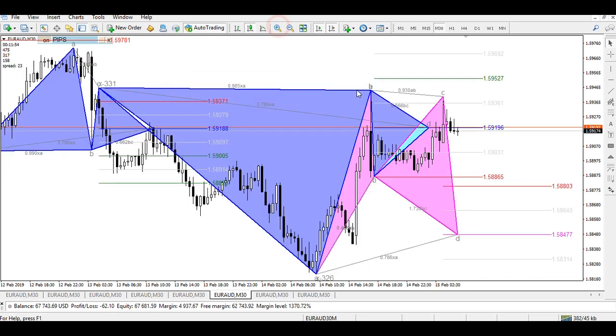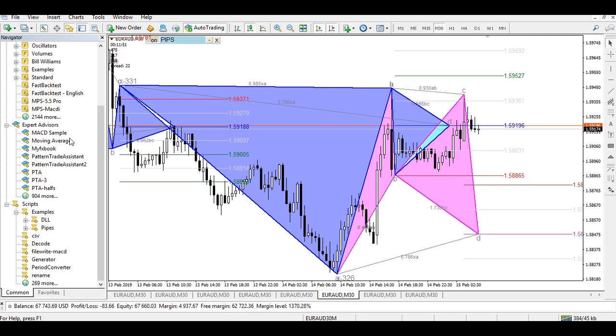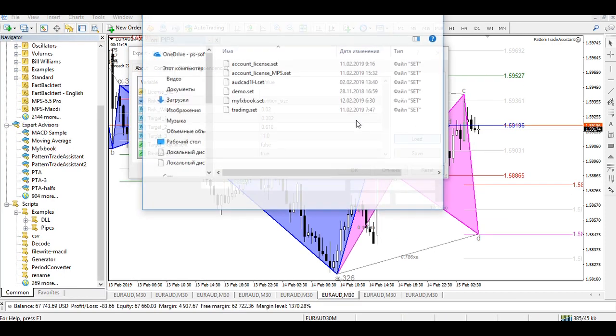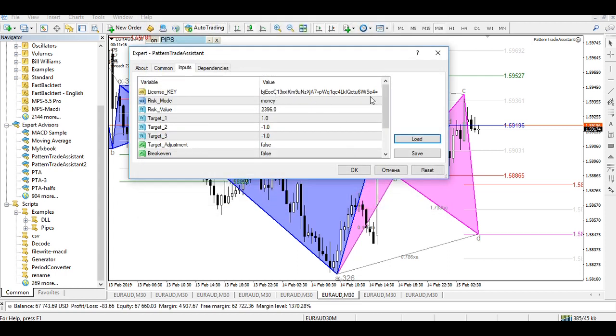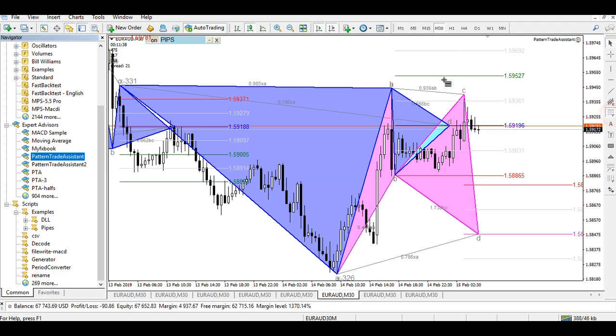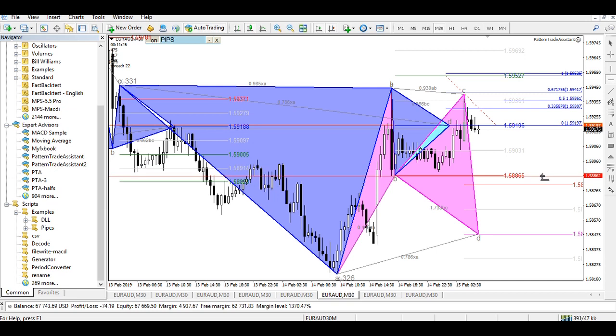This is very good. Let me attach the PatternTradeAssistant. Let me load the trading set that includes my license, of course, and the risk 2000 and roughly 400. Okay, then we just go here. I will show you in the end the statistical results on this account trading this year, so you will see how this methodology of inverse trading works in real time. Okay, ask line is below the entry, one more pip, done.